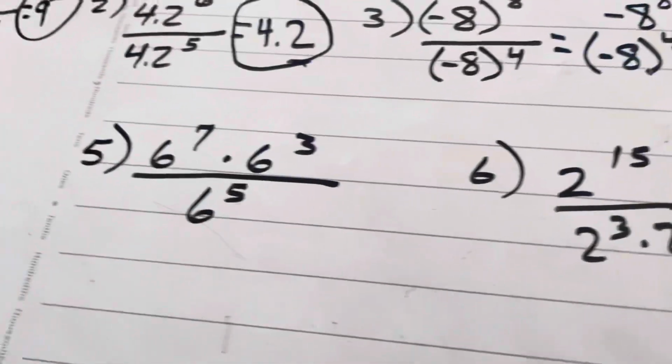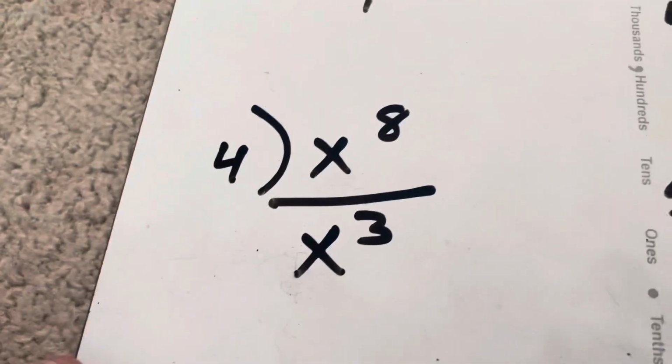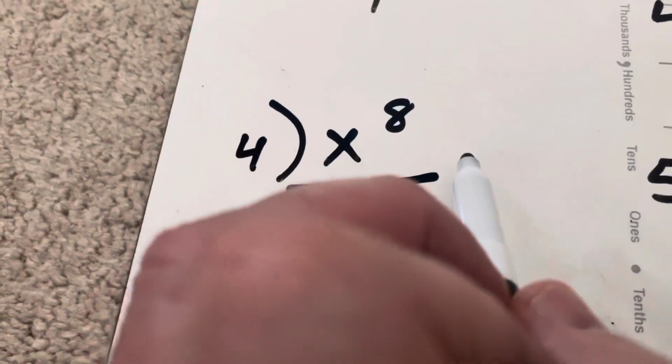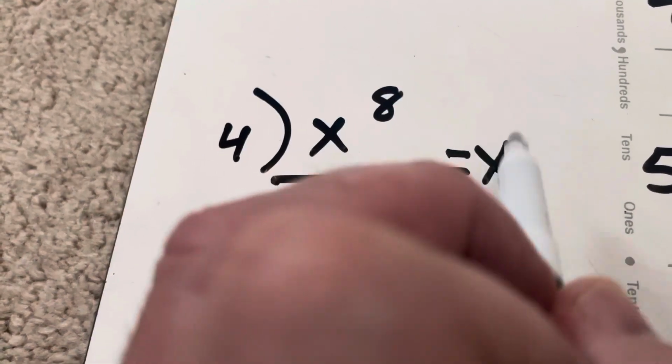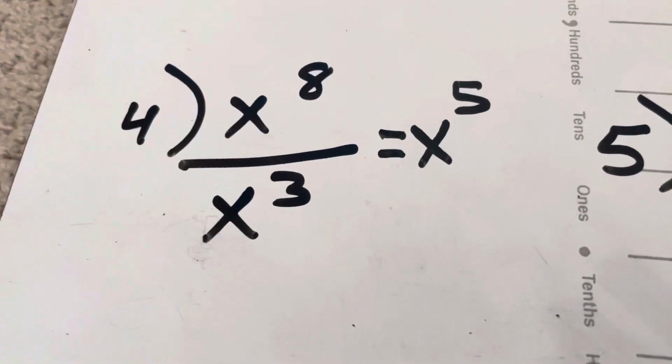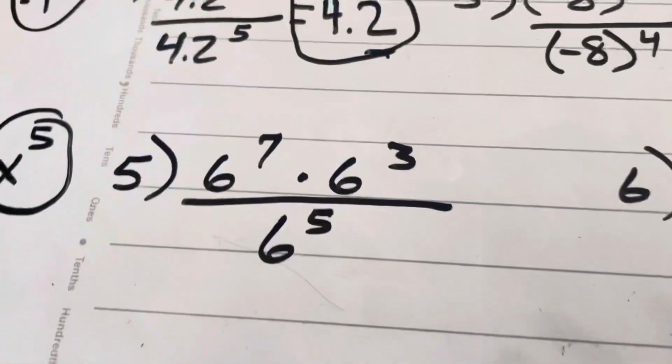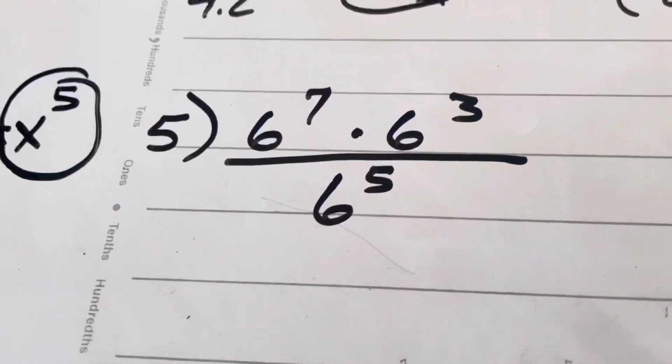All right, moving right along. x to the power of 8 divided by x to the power of 3. Well, 8 minus 3 is 5. So this is just going to be x to the power of 5. Final answer. Now it starts to get a little bit interesting.